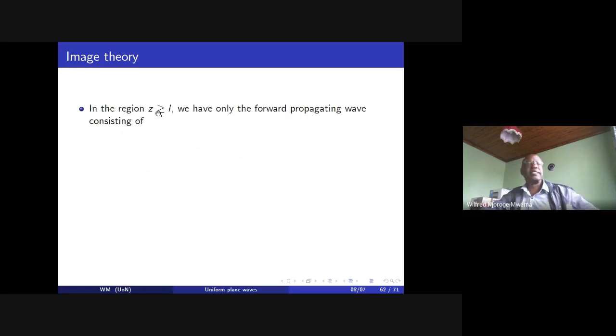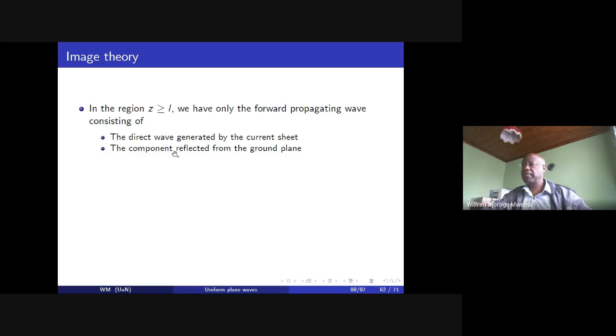Now, in the region z greater than L, only the forward moving, forward propagating wave exists. It may consist of a direct wave generated by the current sheet or a component reflected from the ground plane. But this should not be part of it because it can't go through the current source anyway. Okay, we can always ignore this.